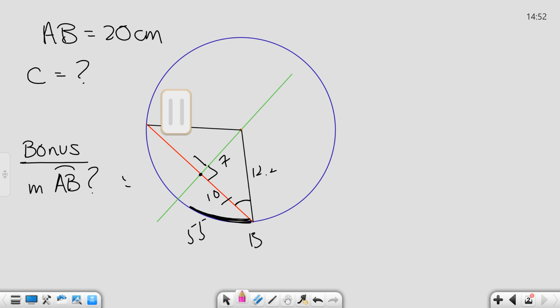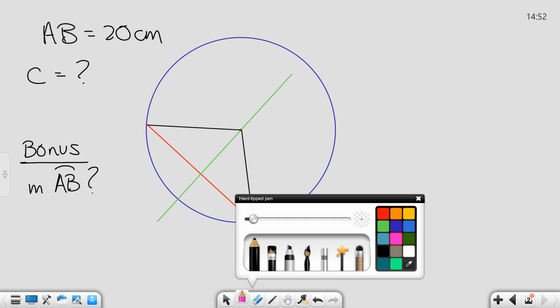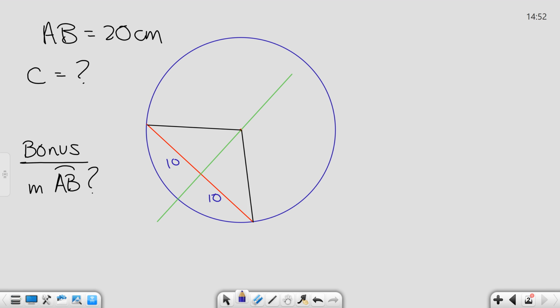But let's get rid of all this stuff and go back to where we started. Okay, we know that this is 10, this is 10, this is 12.2, and this is 12.2. Ideally, I'd like to find that angle. Let's call it beta. If I know that angle, then I know the arc directly, correct? How could I solve for angle beta here?